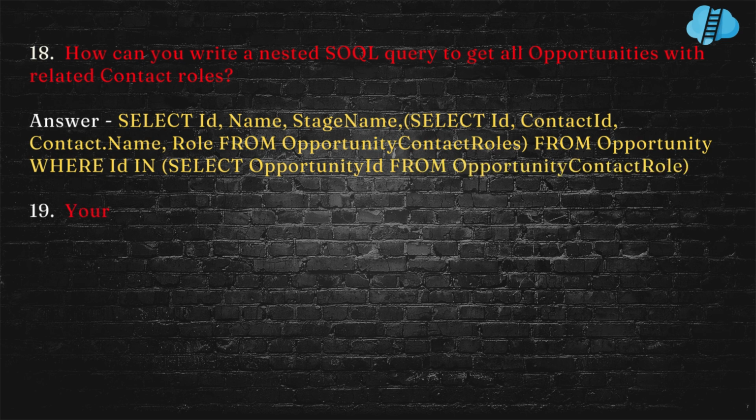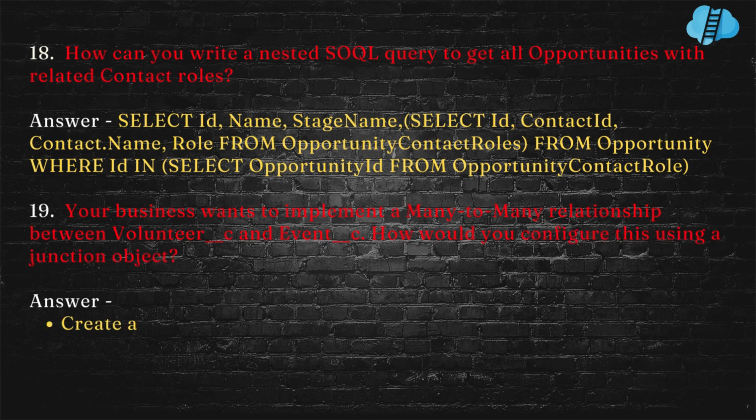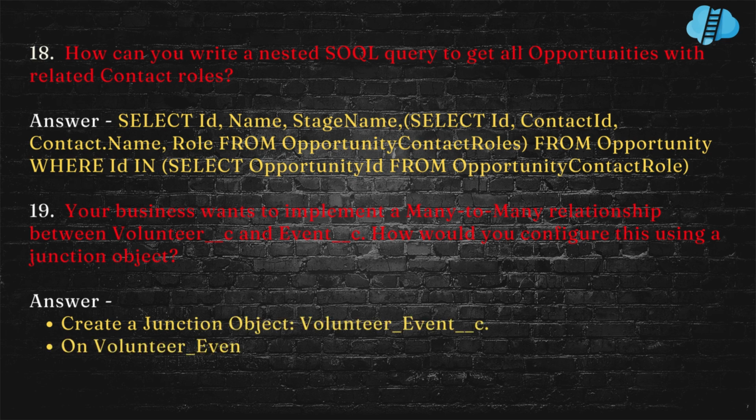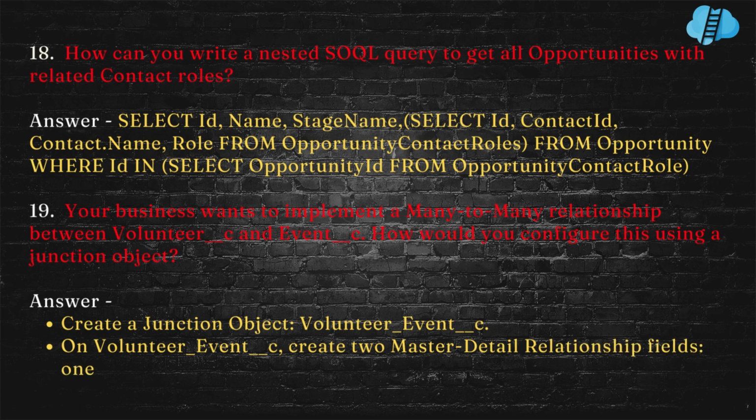19. Your business wants to implement a many-to-many relationship between Volunteer__c and Event__c. How would you configure this using a junction object? Answer: create a junction object, Volunteer_Event__c. On Volunteer_Event__c, create two master-detail relationship fields, one to Volunteer__c and one to Event__c.